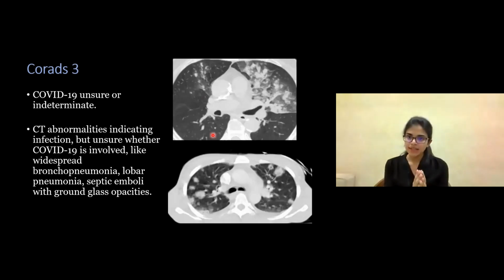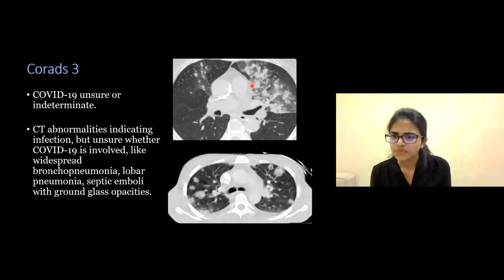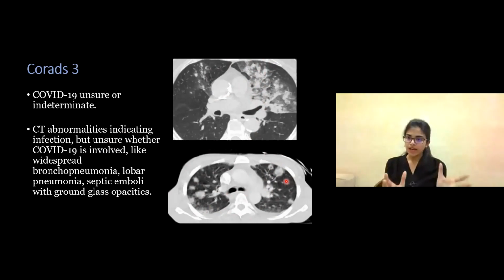CORADS 3. CORADS 3 is when there are findings of infection, but with more diffuse, more widespread involvement, for example widespread bronchopneumonia or septic emboli. In this image, you see multiple areas of consolidation and ground glass opacity seen bilaterally, involving the central part and the peripheral part. So it doesn't fall under the COVID pattern, right? Again, this is an image of septic emboli where you see multiple nodular opacities, and in some opacities we see central cavitation. So this is not falling under any category in particular. So it comes under this unsure or indeterminate category called CORADS 3, right?